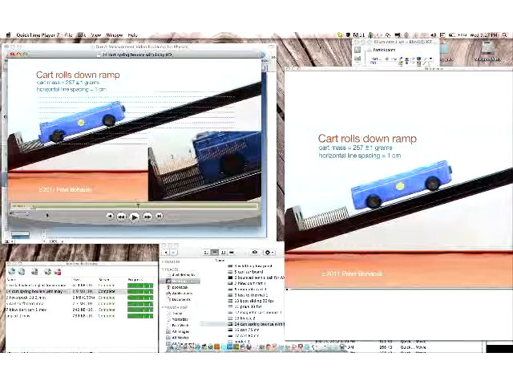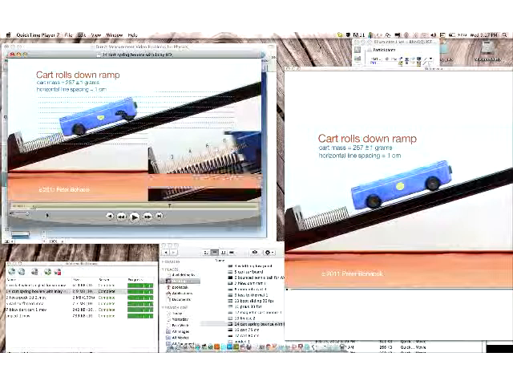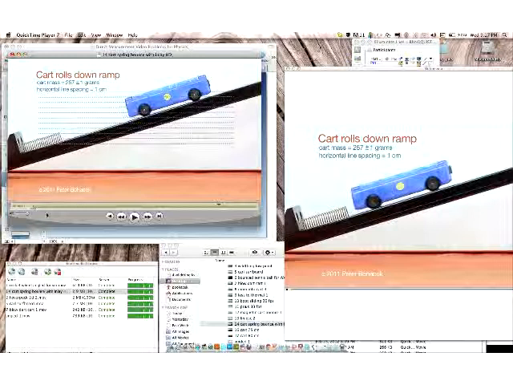And then it rolls back up. Spring goes back to its unstretched position. And of course, the cart doesn't go as high as it started. So you can see that final position of the cart. And so, unfortunately, I finished this video after we finished this unit.